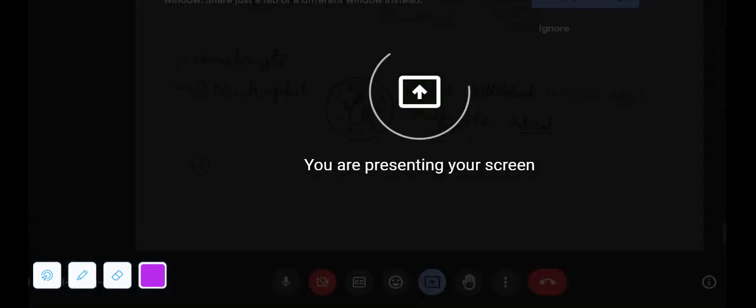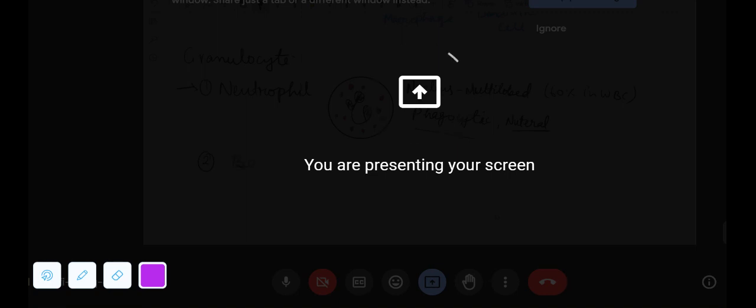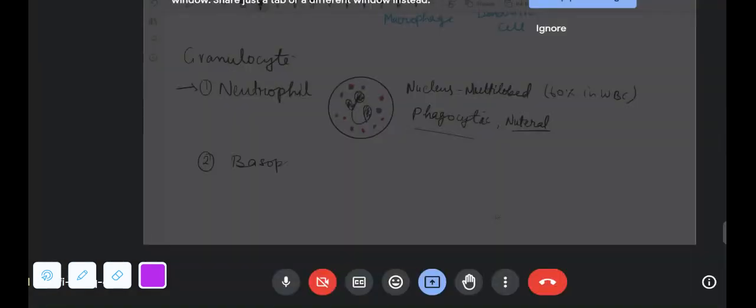Neutrophil. Then next you can write basophil. So basophil is what? Basophil will be the cells having an S-shaped nucleus. Which type of nucleus does it have? It has the S-shaped nucleus. Okay, and we already learned something important.